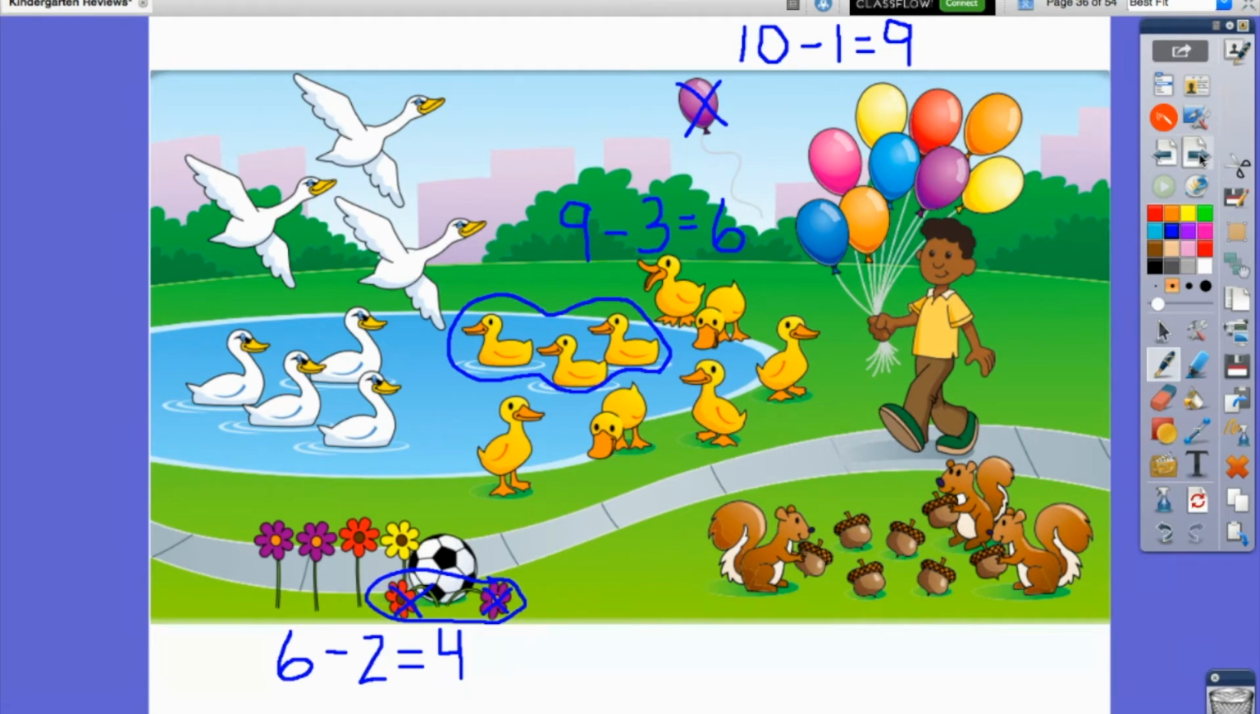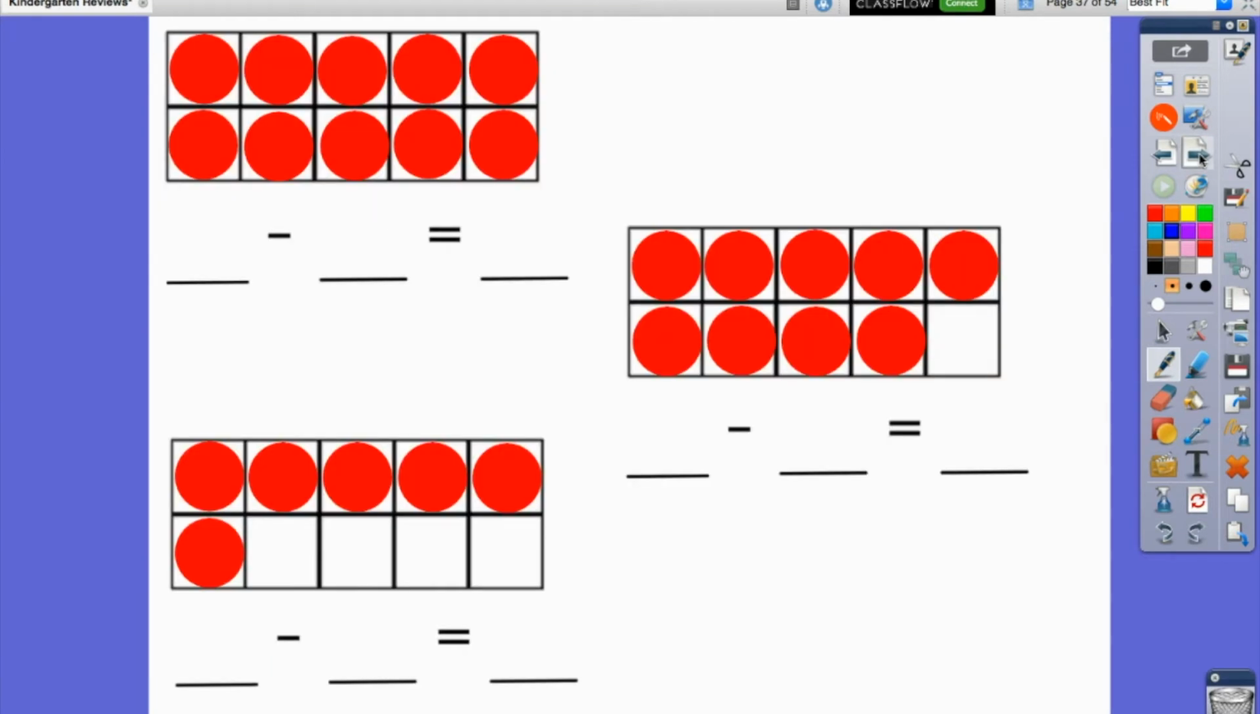Let's go on to something else and look at it in our 10 frames again. We did this when we did addition. We looked at our 10 frames and looked at 2 different colors of counters. But today, we're going to be taking some counters away. So let's look at the first one up here. How many counters are on the 10 frame? How can we quickly see that there are 10 counters on the 10 frame? How can we see that so fast?